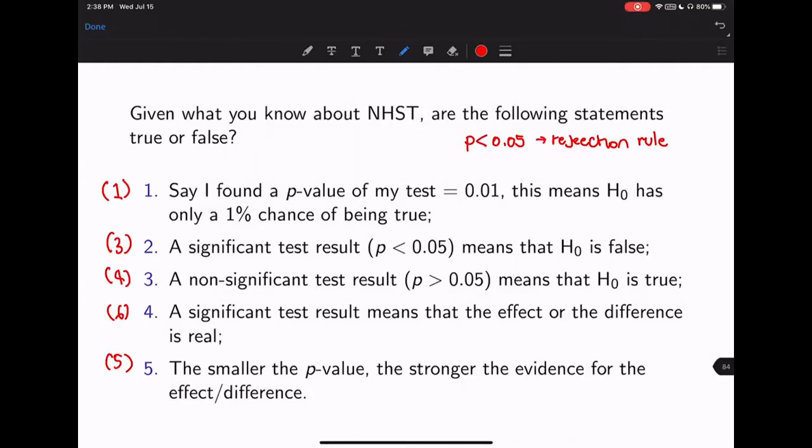Here's the answer. Would you be surprised if I tell you they are all false? They are all false. These are all wrong. Yes, they are all wrong.